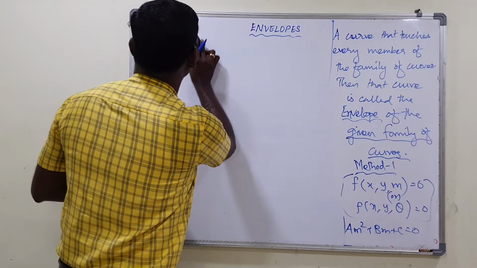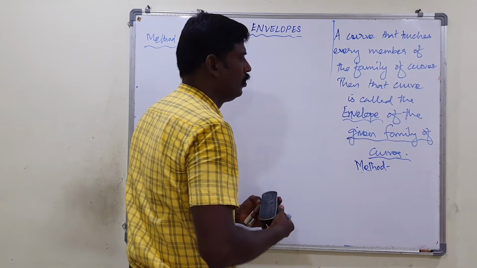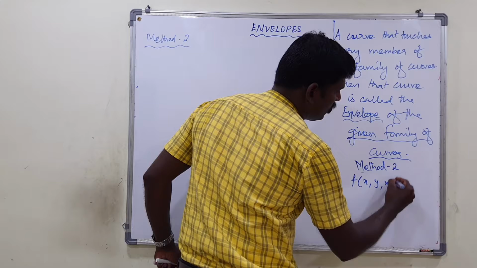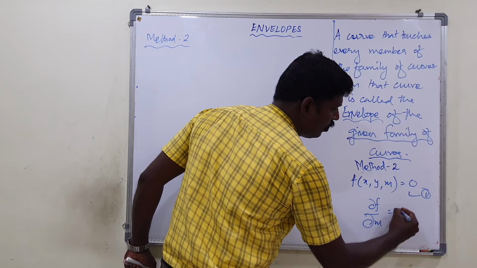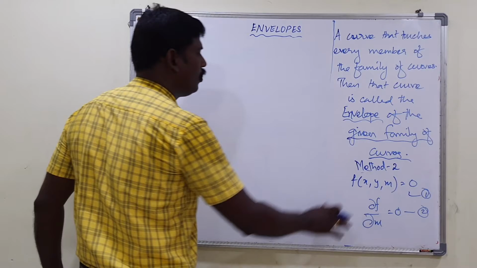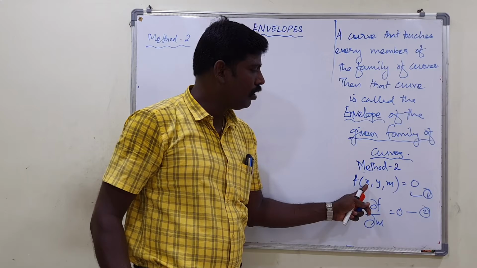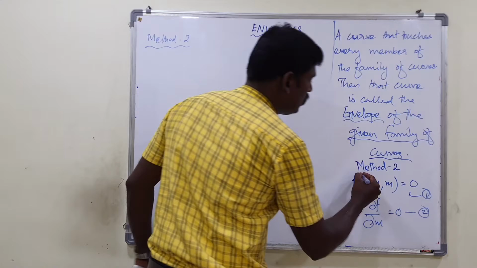What is method 2? The given family of curves is of the form f(x, y, m) = 0. Take the partial derivative with respect to the parameter, here the parameter is m, giving equation number 2. From 1 and 2, eliminate m, and you will get an equation involving only x and y. That equation is called the envelope of the given family of curves. This is called method 2. Now I am going to a problem based on method 2.